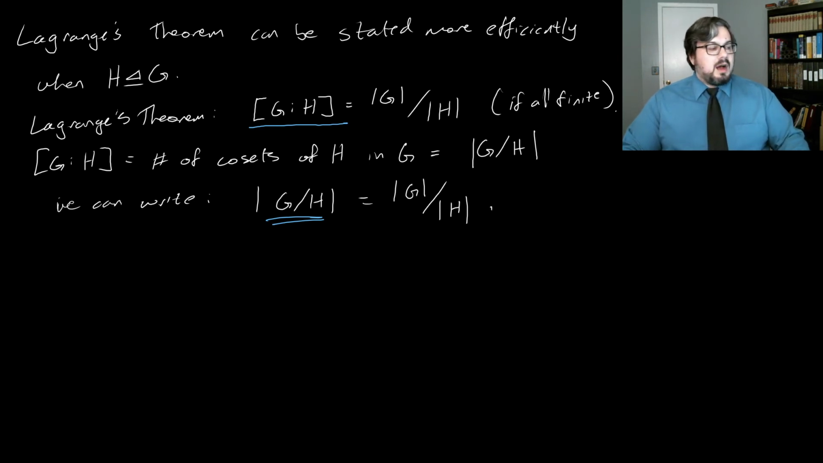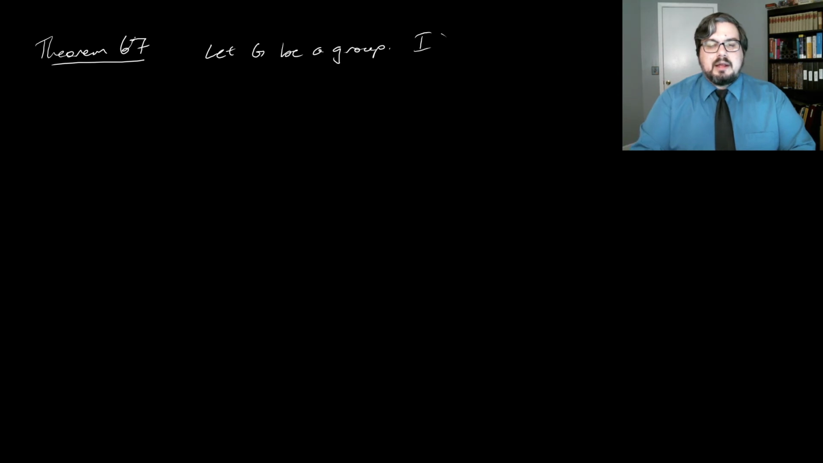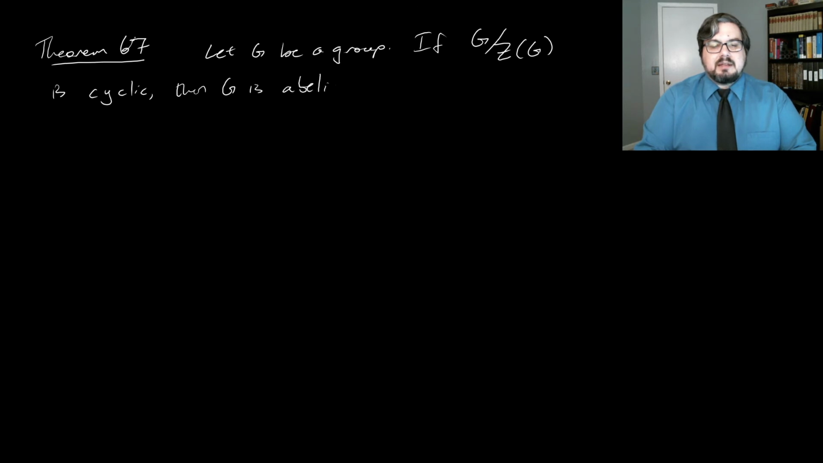Okay, there are a couple of applications of factor groups that we want to talk about. Theorem 67, for instance, says let G be a group, and if G mod the center of G is cyclic, then G is abelian.